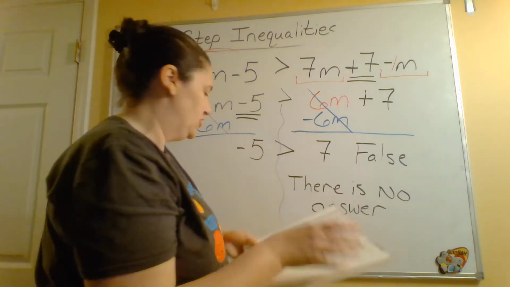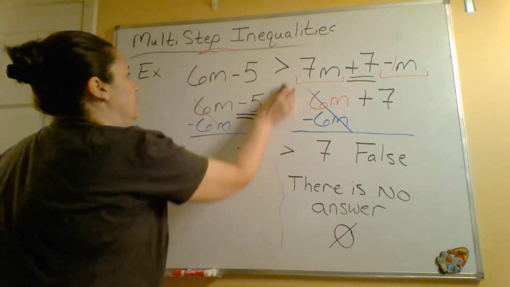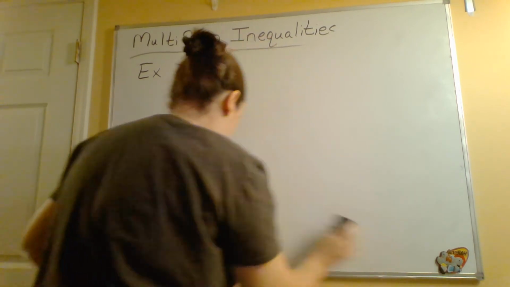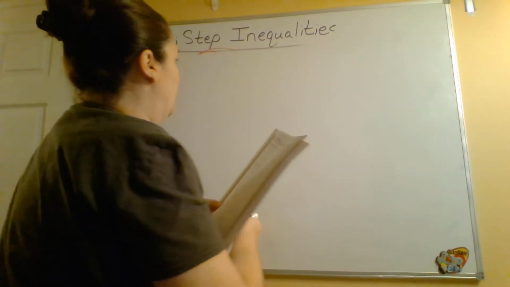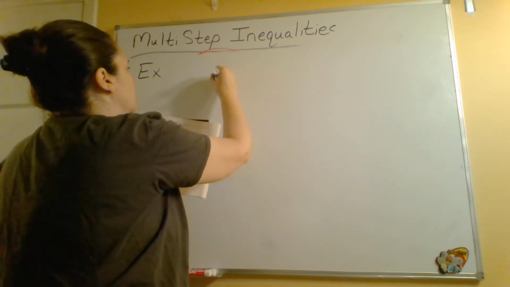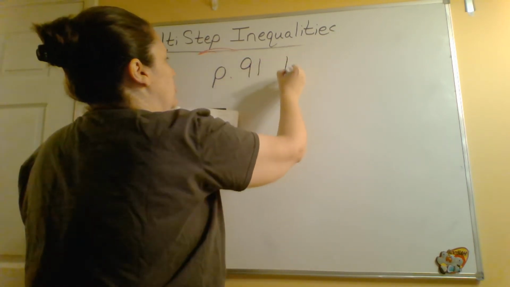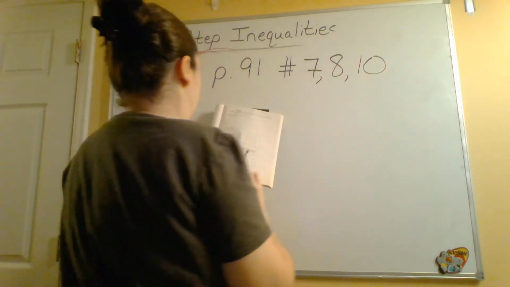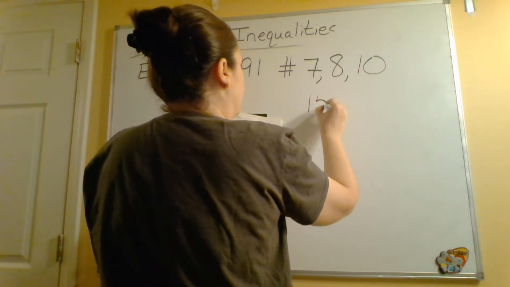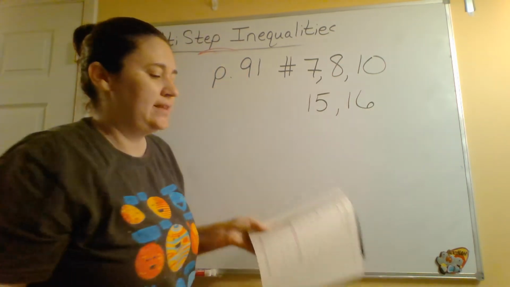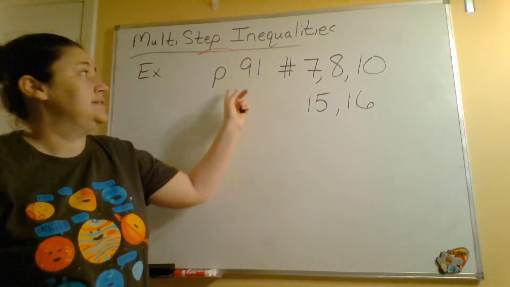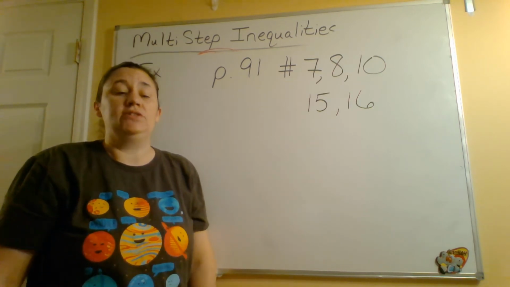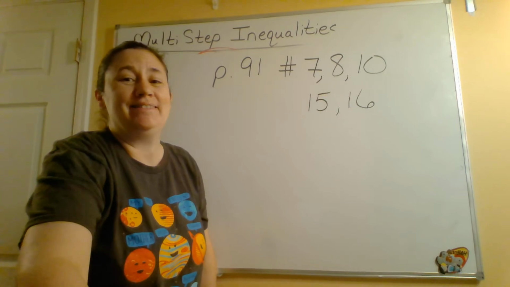Let me pause a second so I can find my workbook. Found it. We're going to do workbook page 91, which is a page that we did a few days ago, but we didn't do all the problems on the page. We only did the top 6. We are going to do numbers 7, 8, 10, 15, and 16 on page 91. You can unpause the video when you're ready to go over the answers. See you in a few minutes.